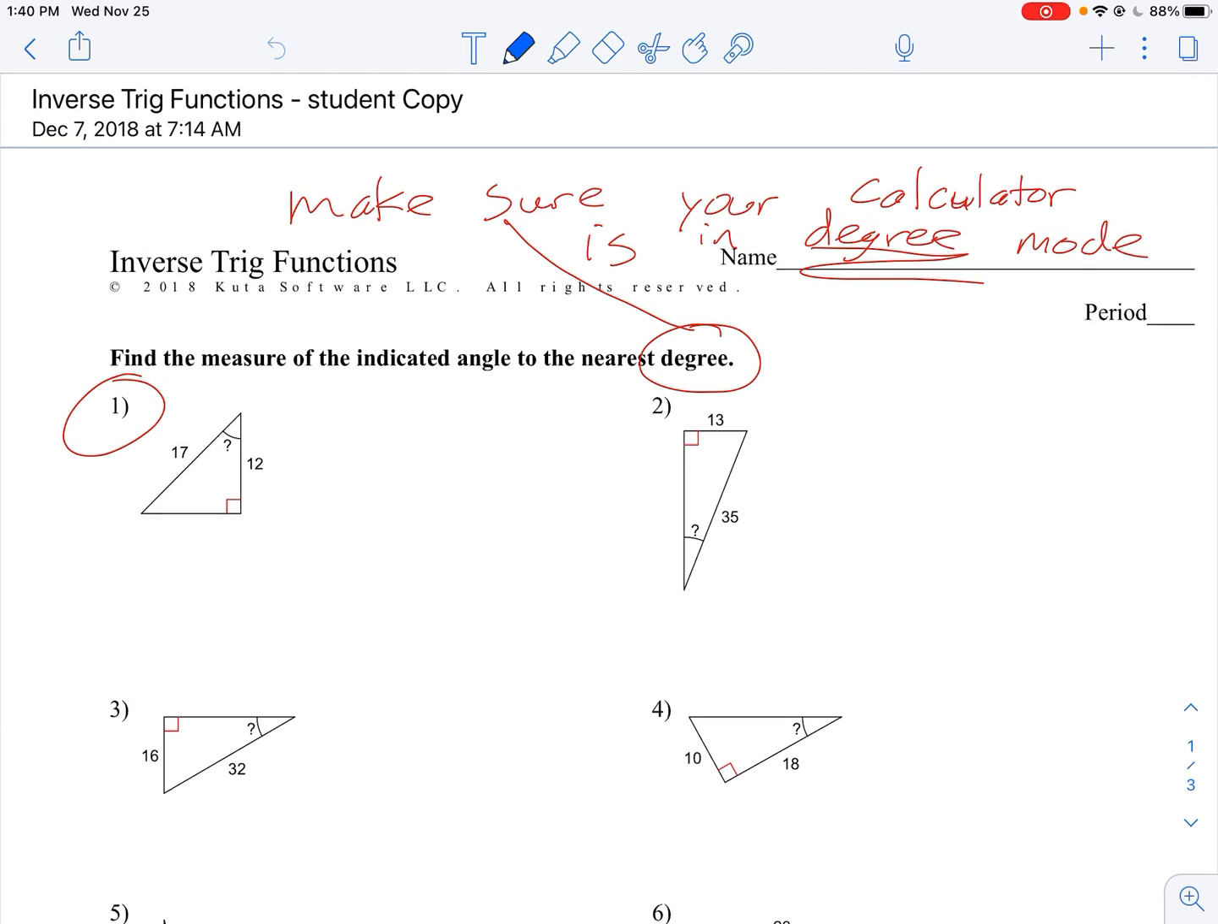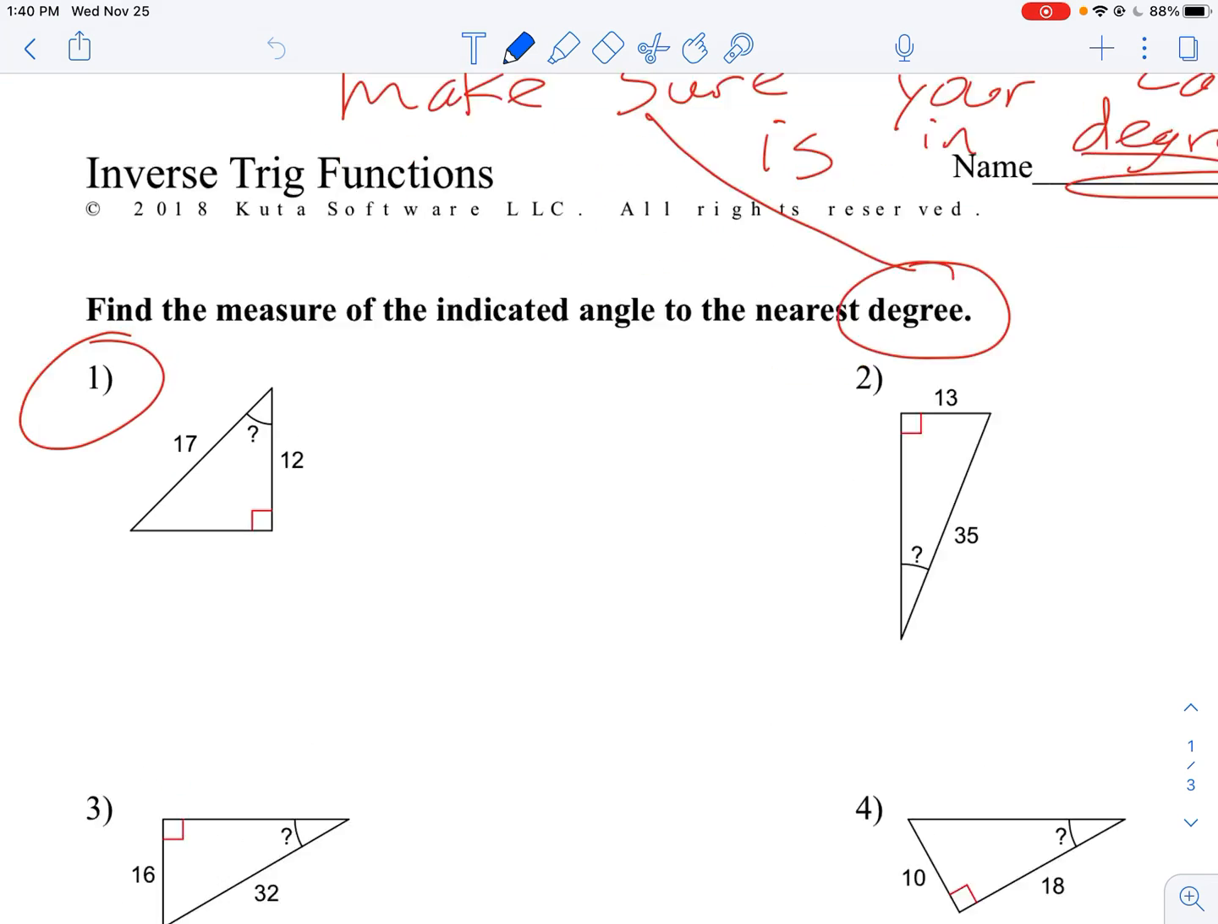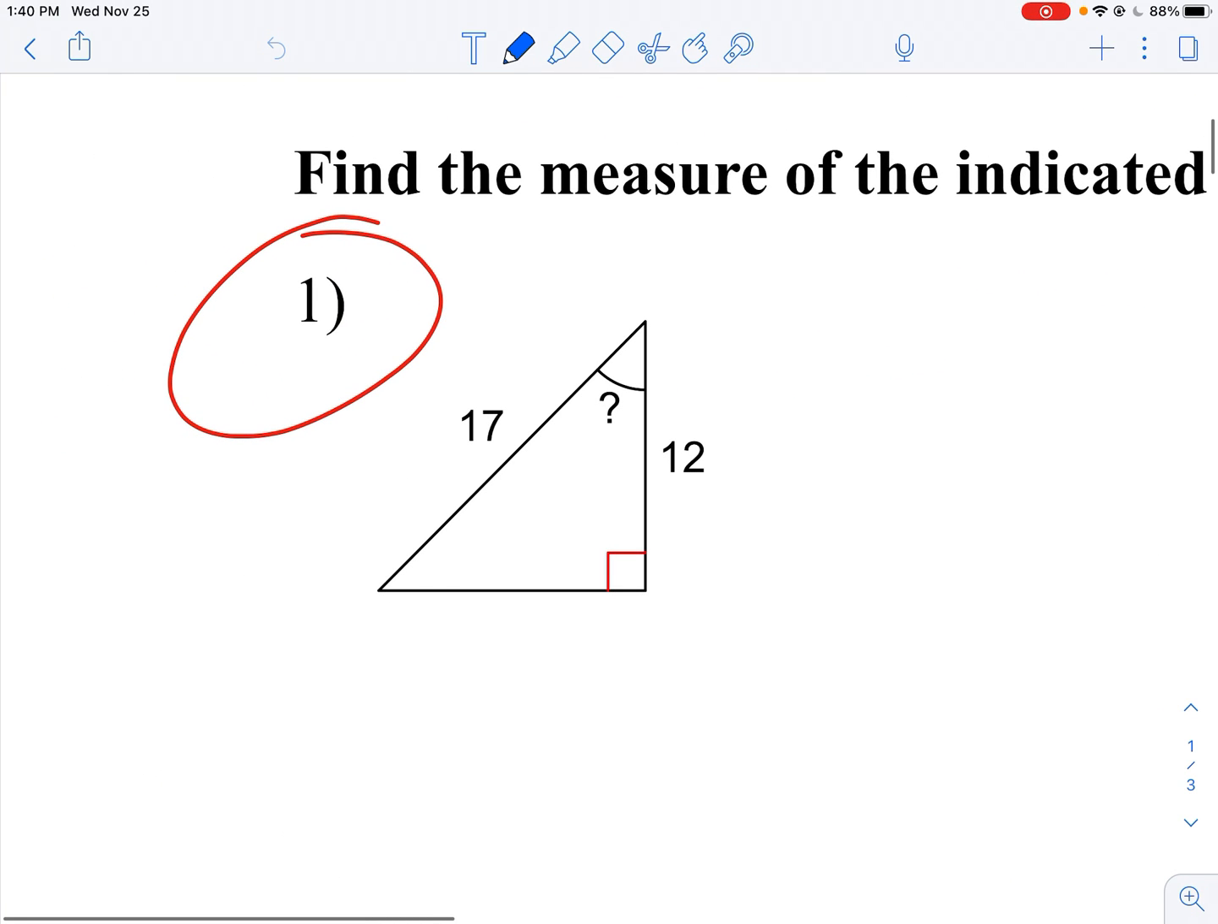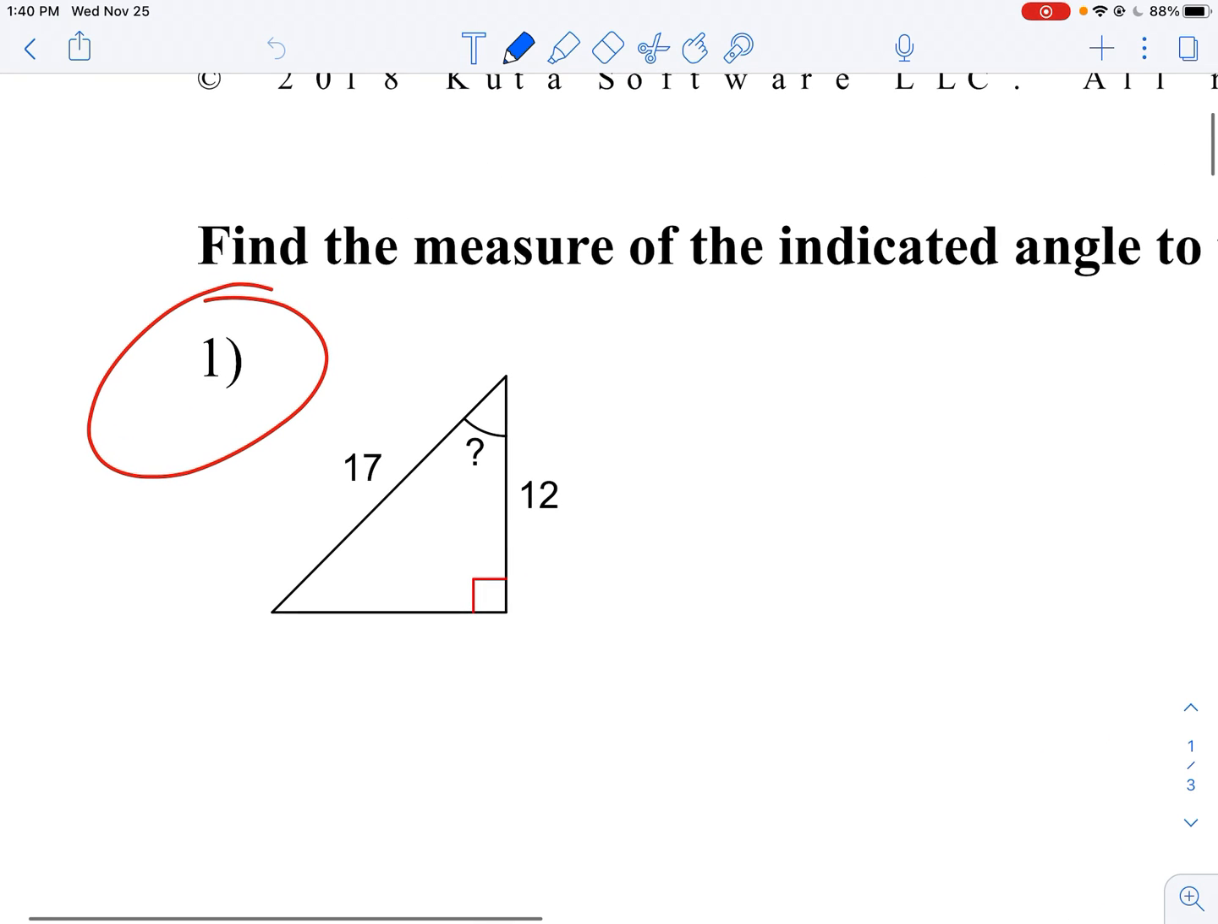So today we're dealing with trig functions, but namely inverse trig functions. What's going on is you'll be given a triangle, and you'll have some side lengths, but you won't know the angle measure. And since trig functions are the same value regardless of how big or small the triangle is, if you can set up your ratio, you can get the angle that's missing.